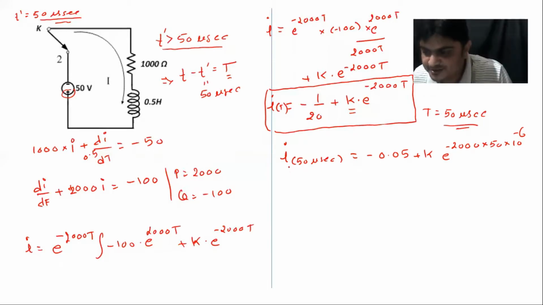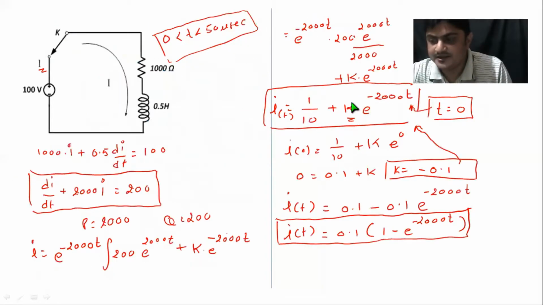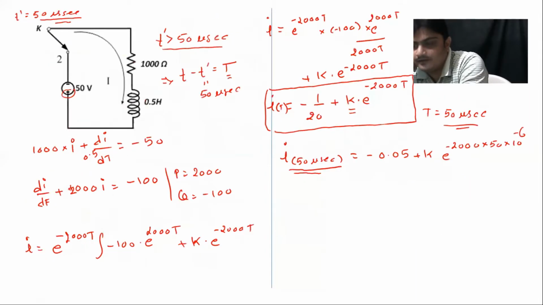Now this is also an important part. How to calculate the current at 50 microseconds? Remember what exactly you are doing. This is your situation at t equal to 0. You are closing the switch, current is 0. Then between 0 and 50 microseconds, this is your circuit, and current will follow this expression, 0.1 times 1 minus e raised to minus 2000 t. This expression is valid for the duration 0 to 50 microseconds. After 50 microseconds, current will follow this other equation.